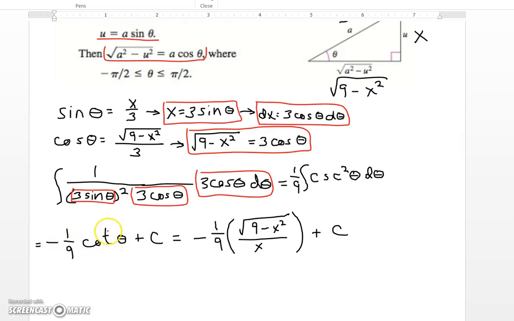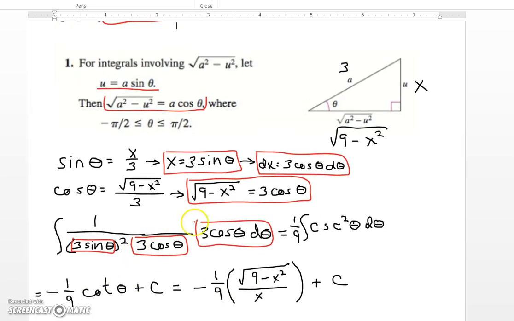And then now we need to substitute back in what the x's are. So if we go to the triangle up here, the cotangent will be the adjacent side over the hypotenuse. So here's the adjacent side over the hypotenuse, and then tack on plus c, and that's our answer.